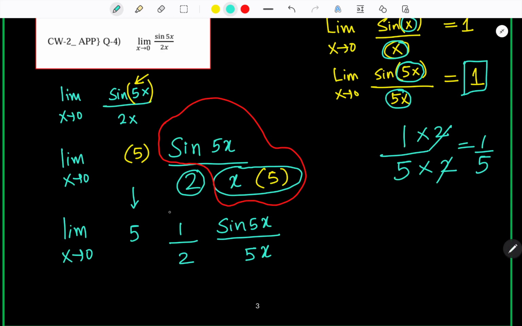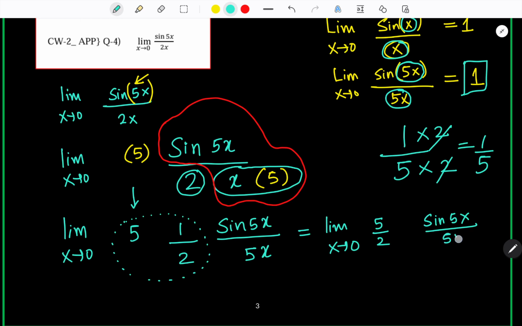Now this is a constant. You see here, this is a number. 5 times multiply 1 by 2. So this equals limit x tends to 0, this 5 divide by 2, sine 5x over 5x. Clear? Now I'm going to take this 5 over 2 out.